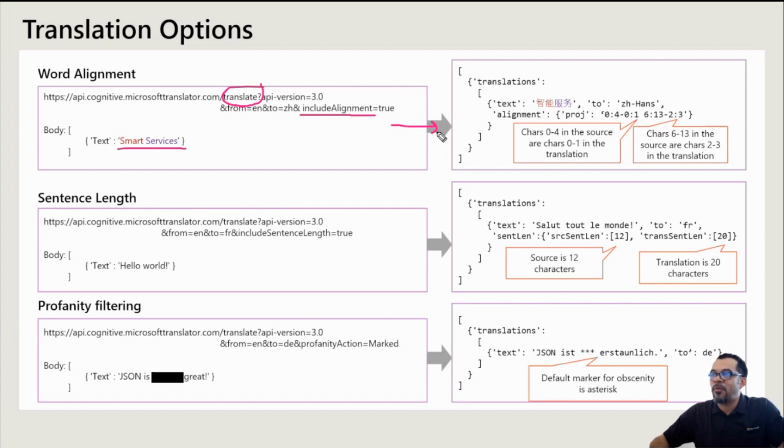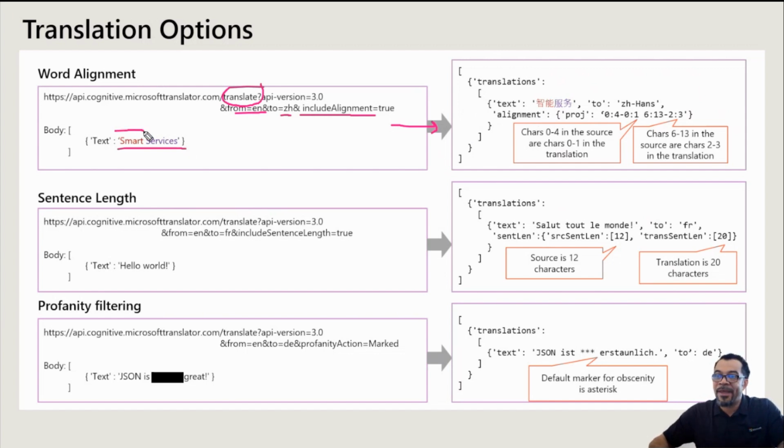On the response, we're going to take it from English into another language here, and we're going to include the alignment. So here's what the output would look like. Let's break this down.